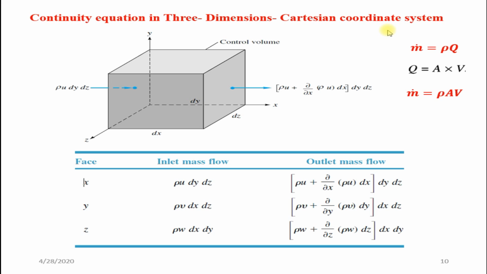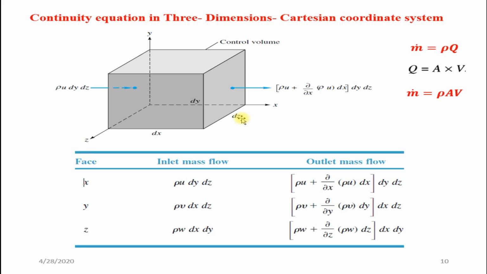While considering a small control volume, because all the basic differential equations can be derived by considering an elemental control volume, elemental control volume dx, dy, dz. Here let us consider an infinitesimal, that means small, fixed control volume dx, dy, dz as shown in the figure.